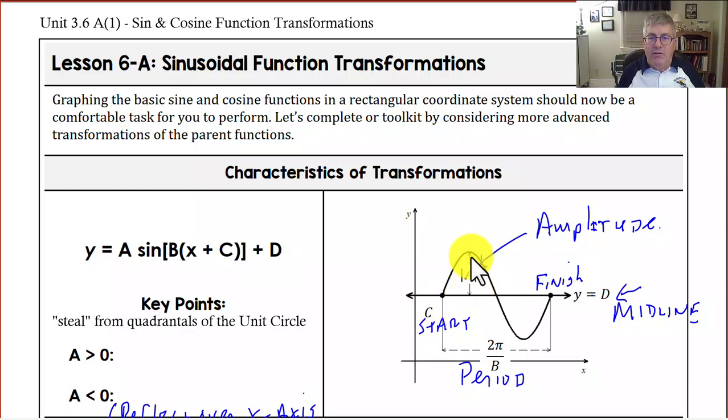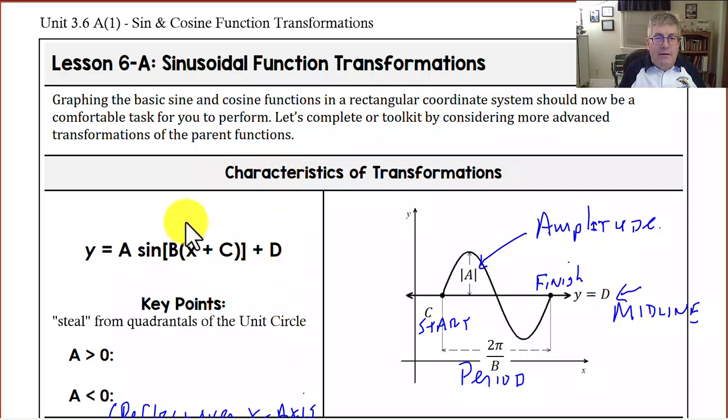Our amplitude is listed here as a. This appears to be a positive sine function. Our period is the length of one cycle. That's 2 pi divided by b. And then we'll have a finish line, which would be whatever the period is after the start, which might have some phase shift in it. And our midline is y equals d. Lately, that has been at y equals 0, but the d will shift that up and down along the y-axis.